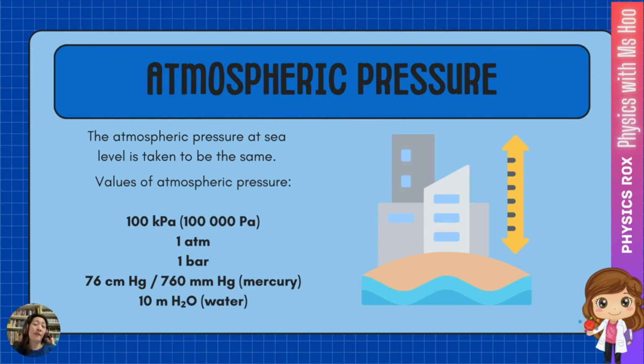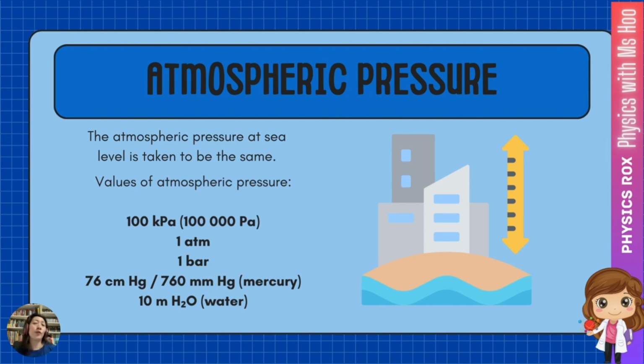Now, you do need to roughly know the values of atmospheric pressure at sea level. There are several ways in which we can express the values because we like to use many different units, right? So the value in Pascal, which is the SI unit for pressure, is 100 kilopascals, or you can also write it as 100,000 pascals. It is also sometimes expressed as 1 atm, where atm in this case is the unit for atmospheric pressure. So 1 atm refers to the value of the atmospheric pressure at sea level.